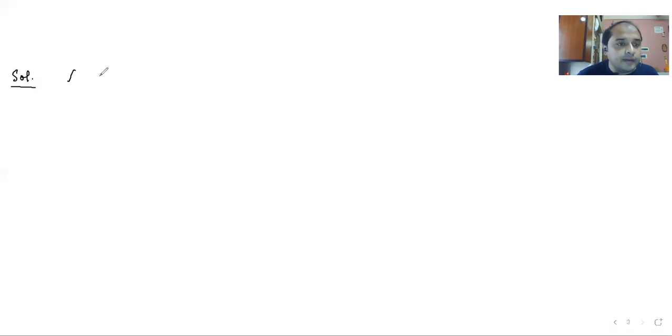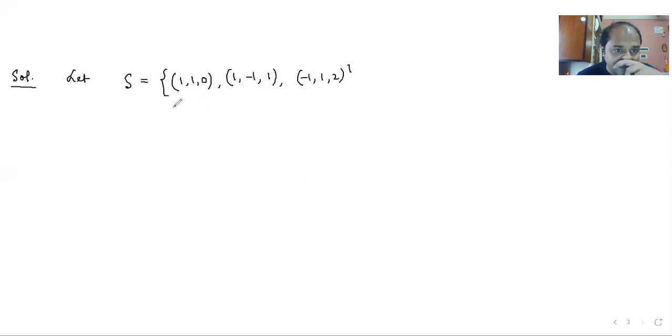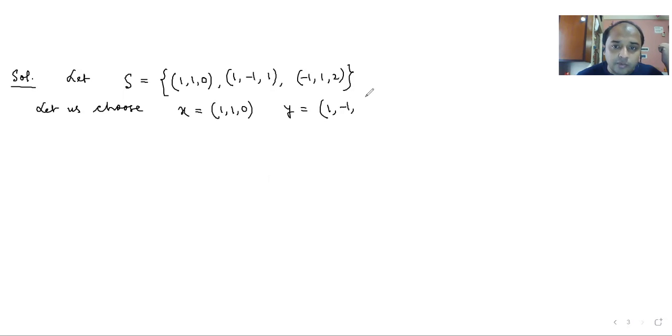Let capital S be my set. I'm naming the set as (1, 1, 0), (1, -1, 1), (-1, 1, 2). This is my set. Let us choose two vectors, x which is (1, 1, 0) and y which is (1, -1, 1).